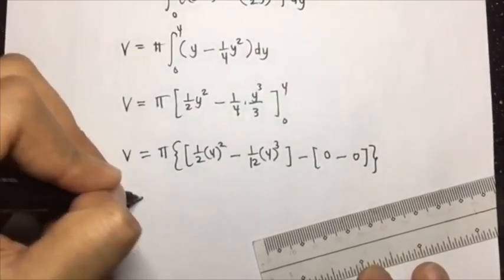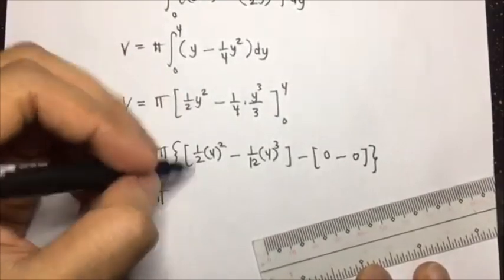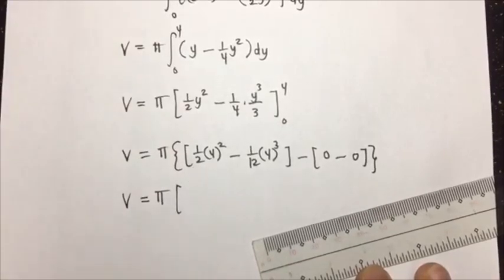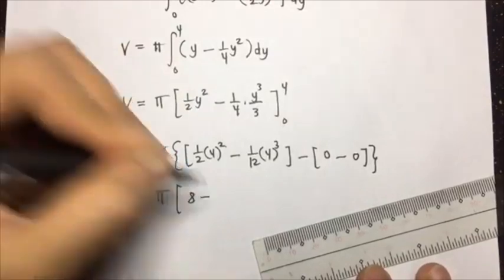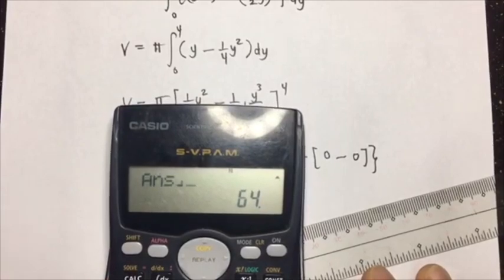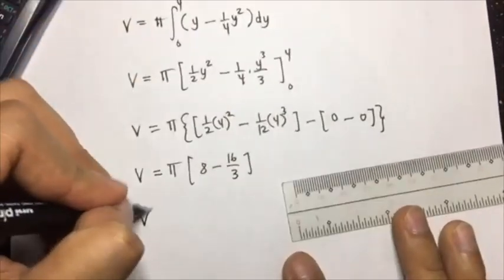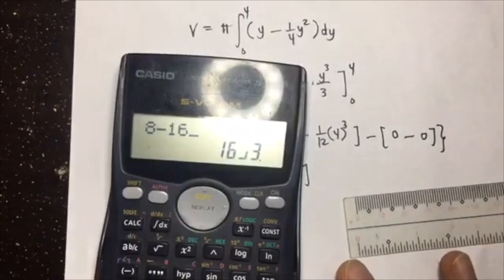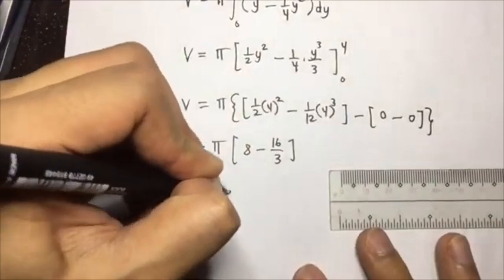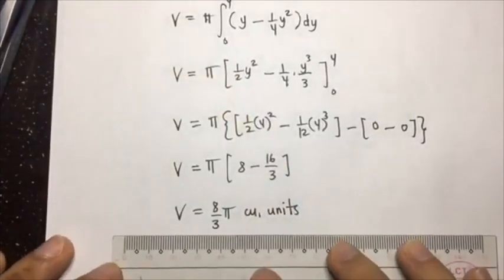Okay, so therefore volume is equal to, we have pi, what we have here is 16 divided by 2, so that is 8, minus 64 over 12, so 64 over 12 is 16 over 3. Okay, so subtracting 8 minus 16 over 3, that is 8 over 3. So this is still in cubic units.